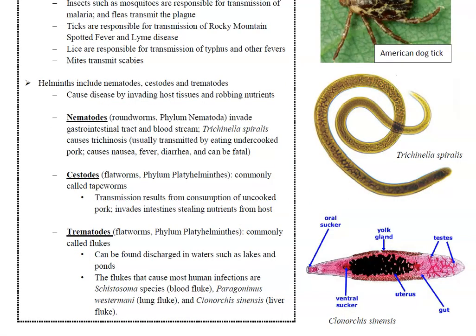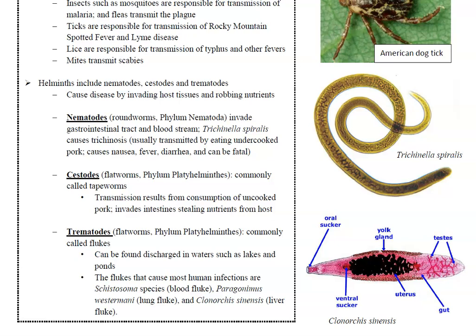Nematodes are roundworms. They're found in the phylum Nematoda. They invade the gastrointestinal tract and the bloodstream. Trichinella spiralis causes trichinosis, usually transmitted by eating undercooked pork. It causes nausea, fever, diarrhea, and can be fatal.